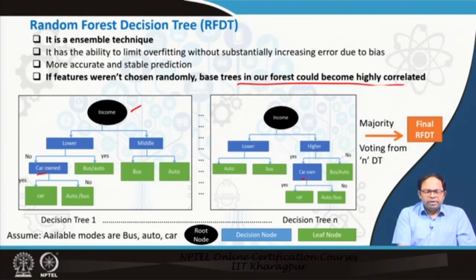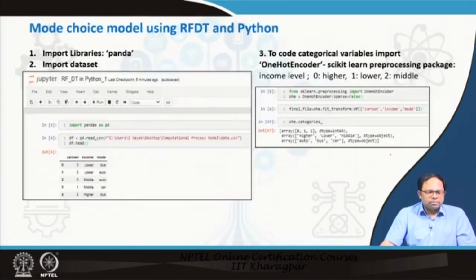So, within middle we can split the data into bus and auto directly, and over here we have used middle and lower. Then within lower we have asked the question car owned, but within higher we have used the question if he owns a car or not, and accordingly we are getting decisions. So, we have randomly chosen the decision criteria. Once we have done that, many trees are created automatically, and from there the majority voting for a particular sample is taken, and we get the final result. So, this is how random forest decision tree works.